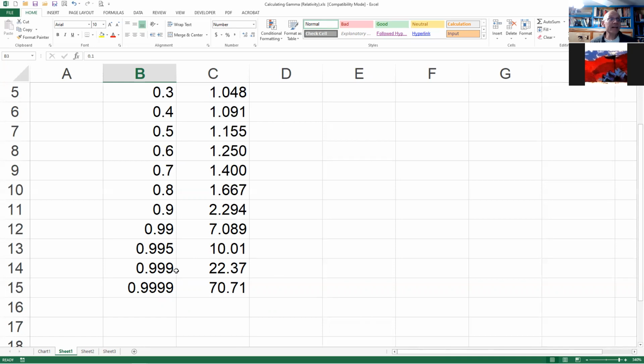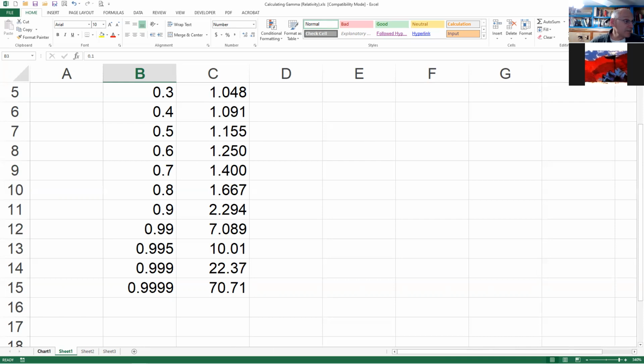And every time you add another 9 onto this, you're adding less and less speed, but the difference will triple again. So it'll jump from 22.37 to 70.71, and it just keeps repeating that process. At particle accelerators, they'll get electrons and protons accelerated to 0.999999 times the speed of light, and things behave much differently when that's the case.